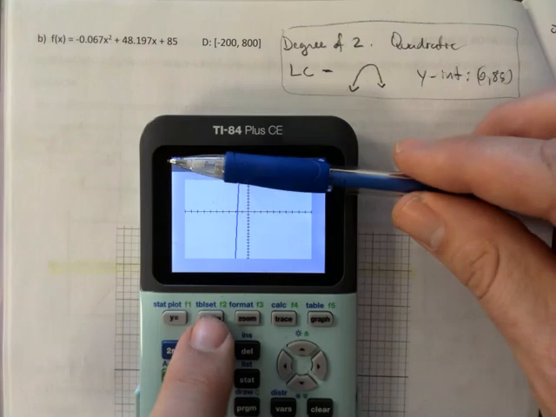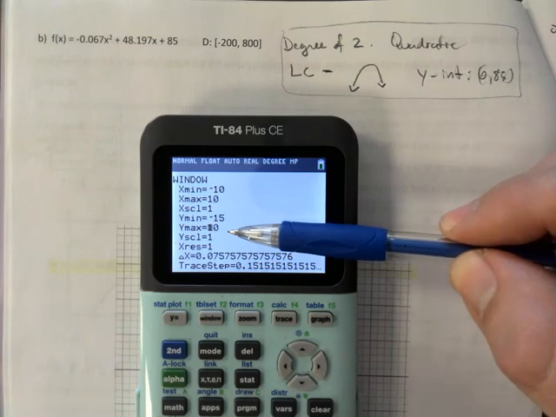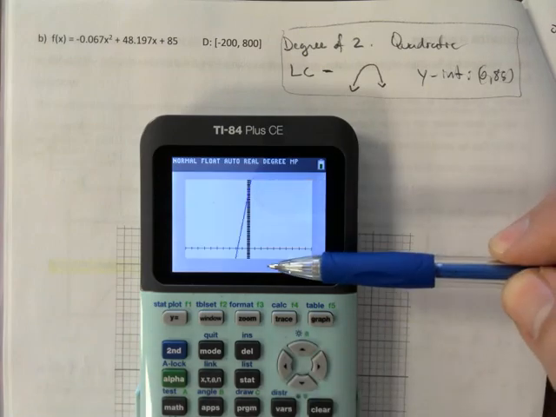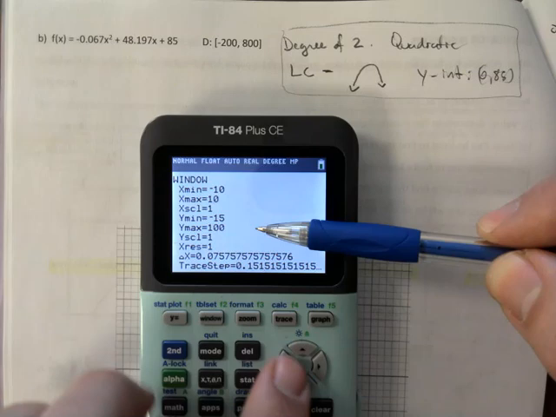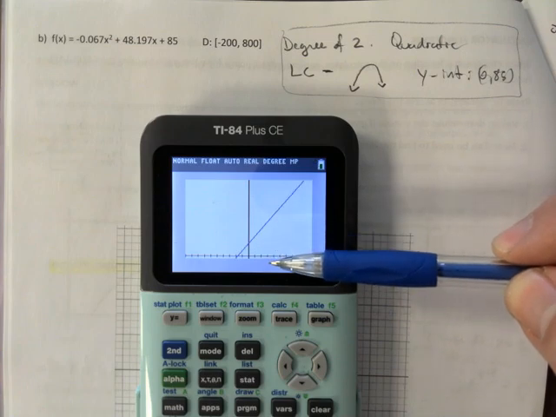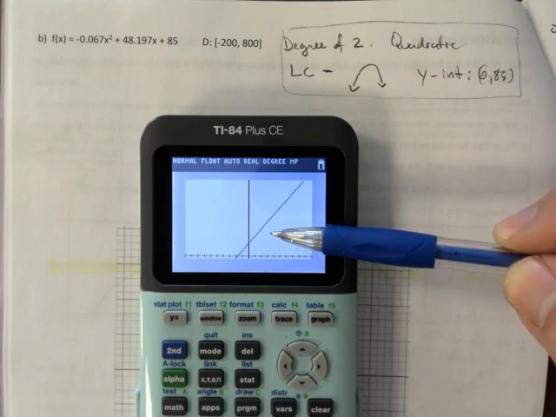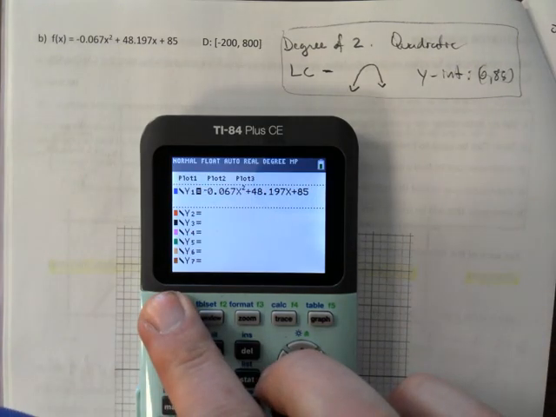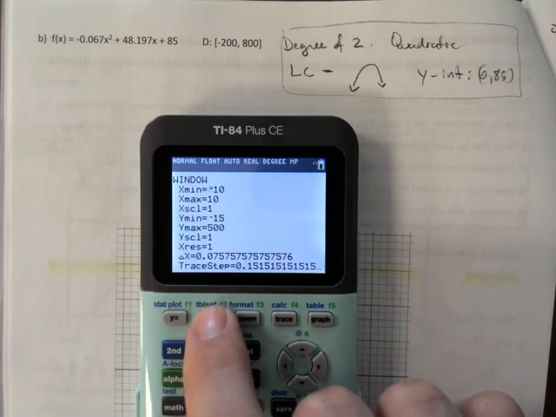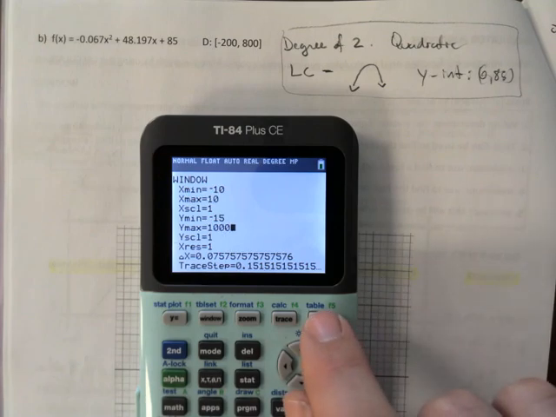So I'm going to go to window, and I'm going to increase y max to something. Let's try 100. Why 100? I don't know, I'm just trying here. I still need more. I'm going to be a bit more aggressive now. I'm going to go 500. I'm just making sure I typed it in right. Okay, let's keep going up a bit more. Let's try 1,000.